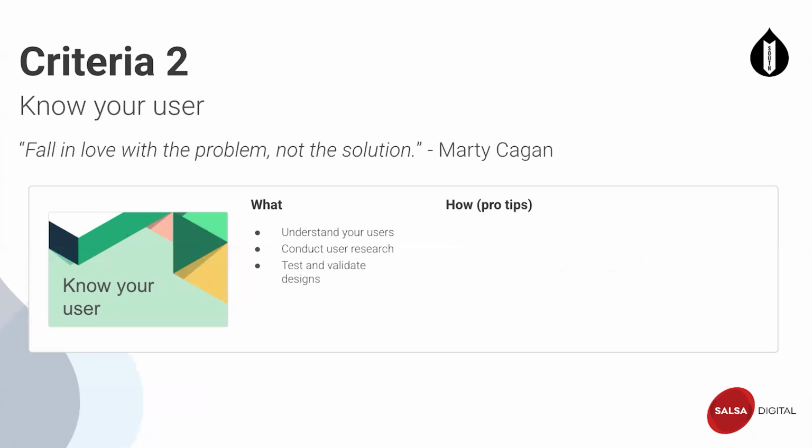Criteria number 2, know your user. So what does this criteria involve? Again, in the standard, you'll see things like understand your users and test and validate designs. And these are all probably common sense principles, but I'm left with, how do you do that? Or what are some practical ways to make this happen?